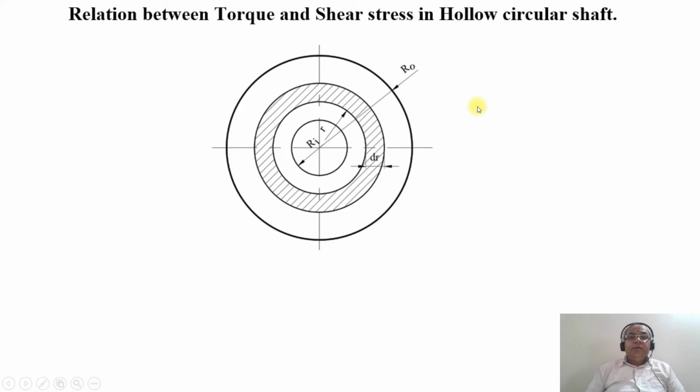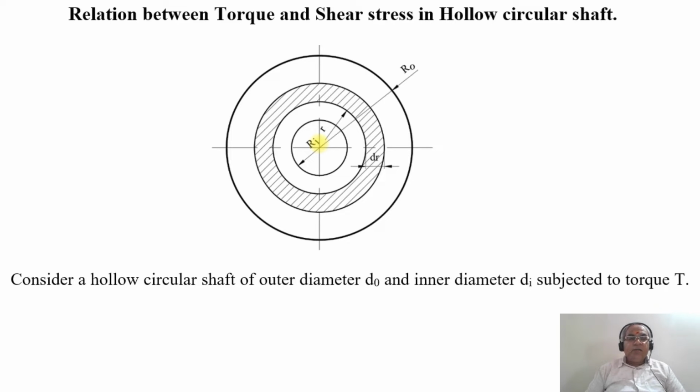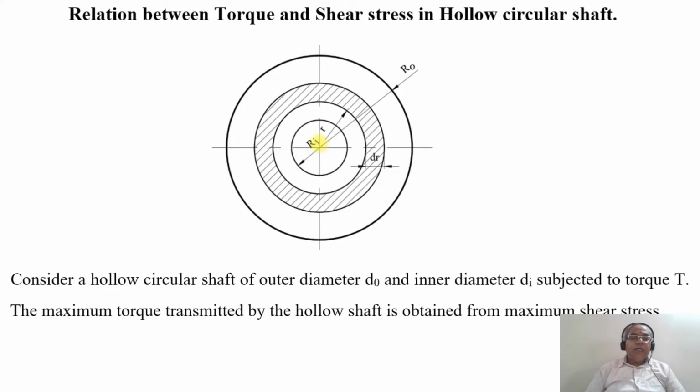Now, in this video, we will derive the relation between the torque and shear stress in the hollow circular shaft. So here we can consider a circular hollow shaft having the internal radius of Ri and the external radius of R0, or internal diameter Di and the external diameter as D0. So consider a hollow shaft of outer diameter D0 and inner diameter Di subjected to torque T.